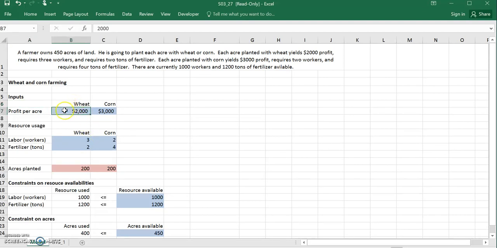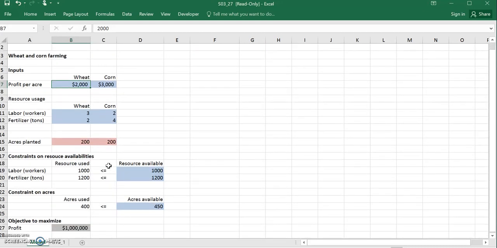So this is telling us that we profit $2,000 when we plant an acre of wheat and $3,000 when we plant an acre of corn. And some students will say, well, we make more money with corn, so why don't we just plant all 450 acres with corn? Well, I'm going to show you what that would look like in just a few minutes so you can understand why that doesn't work in this problem.